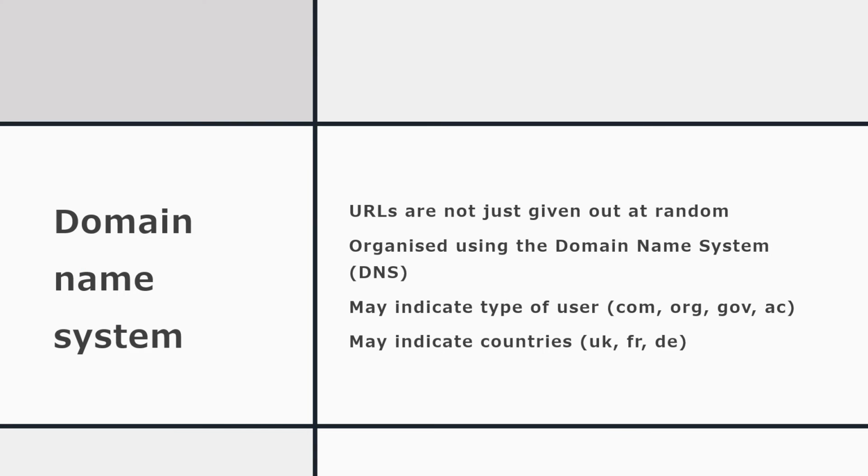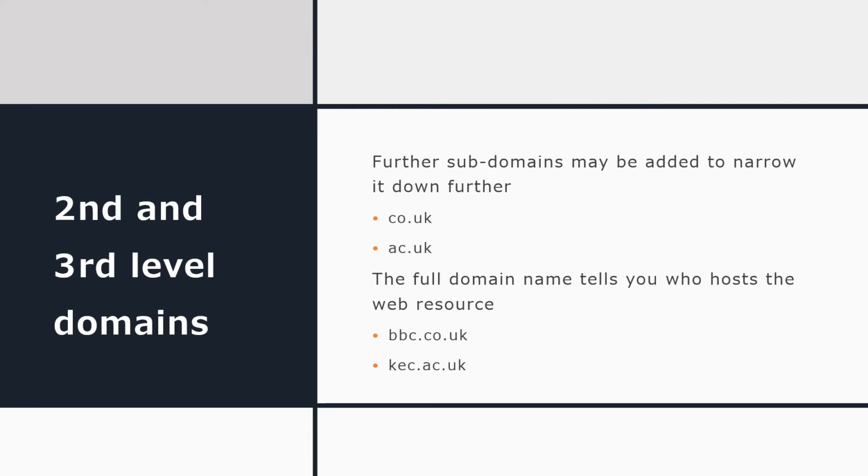Of course, these URLs are not just given out at random. There's another organization. The domain name system is set up so that you can give people or organizations web page addresses, and it works like this. There's further domains, for instance, .co.uk, and then the full domain name will tell you who hosts the web resource. So you'll recognize that web pages and websites end with that kind of text, and those are different levels of domain.